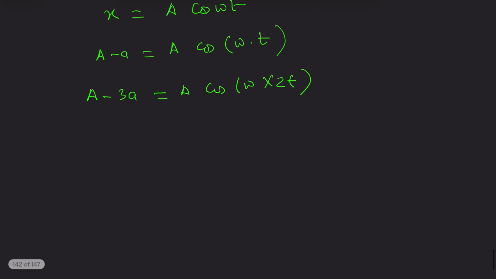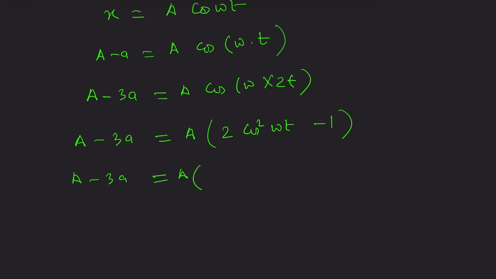So I can write simply a minus 3a = a cos ω into 2t. Now we have to do some mathematical manipulations here. I can convert this cos 2ωt into cos ωt format: 2 cos² ωt minus 1, that I can write. So a minus 3a = a(2 cos² ωt − 1), and I can write cos ωt as a minus a divided by a.